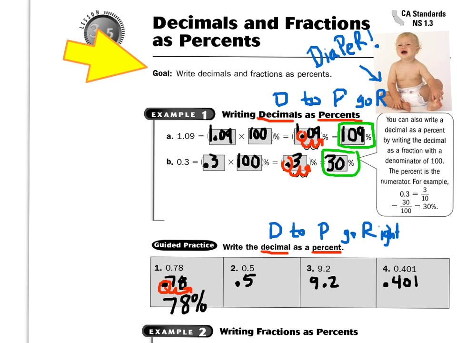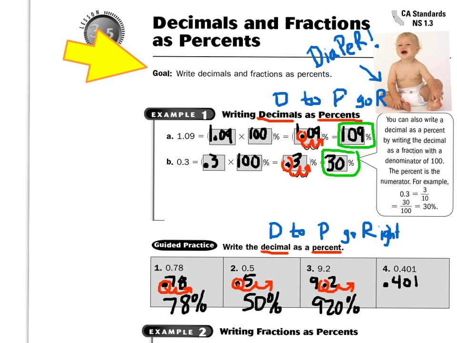And so take a look at number 2. Grab your red, grab the decimal point, and move it 2 places to the right. And so that would give us 50%. So put 50 and don't forget your percent sign on there. And then if I'm doing number 3, I grab the decimal point and I move it 2 places to the right. So that would give me 920%.